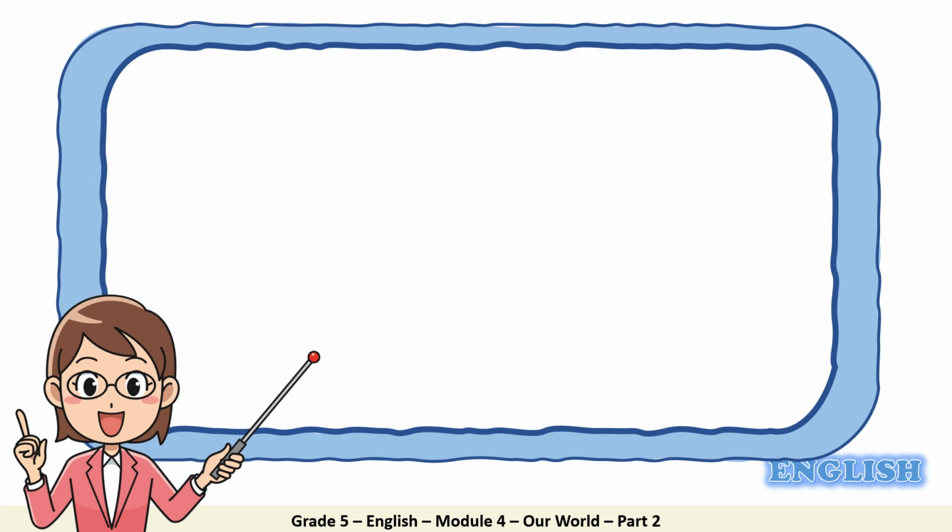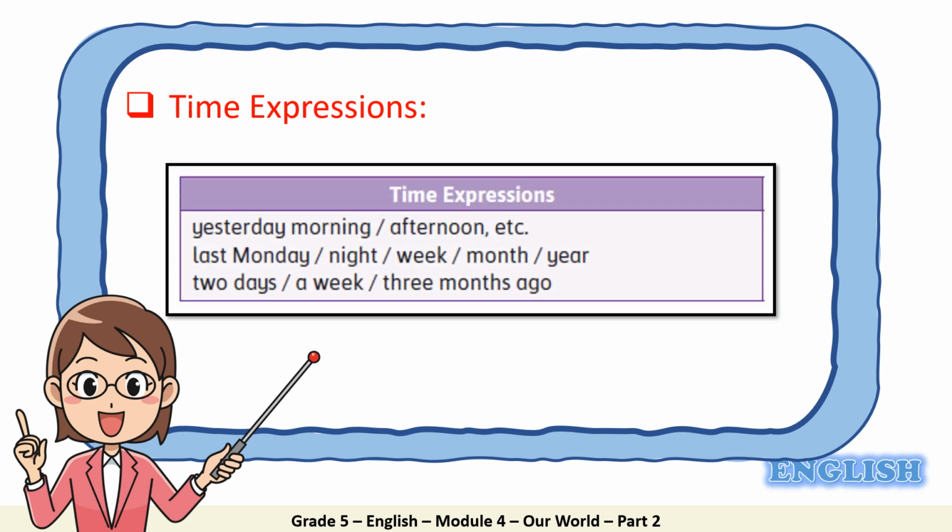As we said earlier, we use had to or didn't have to talk about the past. So, the time expressions we use in the sentences should reflect the past. There are 3 time expressions that are used with had to or didn't have to. Number 1, the word yesterday. For example, yesterday morning, yesterday afternoon. The second word is last. For example, last Monday, last night, last year. And number 3, the word ago. For example, 2 days ago, a week ago.